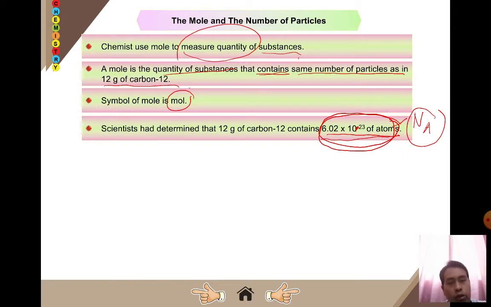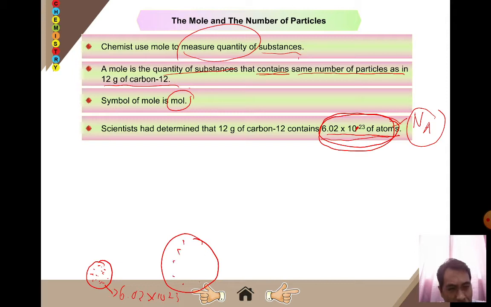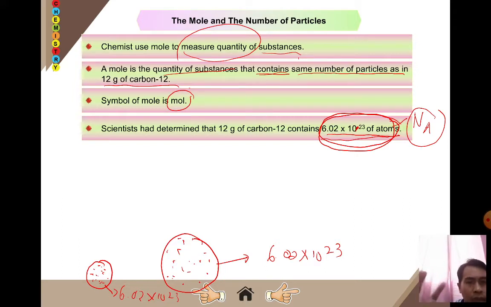Tak kisahlah bagaimana bentuk atoms itu, bagaimana bentuk molecules itu, dia tetap mengandungi 6.02 kali 10 kuasa 23 of atoms. Contoh cikgu ada natrium saiz besar ni. Lepas tu cikgu ada calcium saiz yang sebesar ini. Zarah yang terdapat dalam natrium adalah 6.02 kali 10 kuasa 23. Zarah yang terdapat di dalam calcium pun mengandungi 6.02 kali 10 kuasa 23. Walaupun saiz dia besar, walaupun saiz ni kecil, tapi the number of particles is same. Tak ada perubahan. Maksudnya bilangan dia sama.